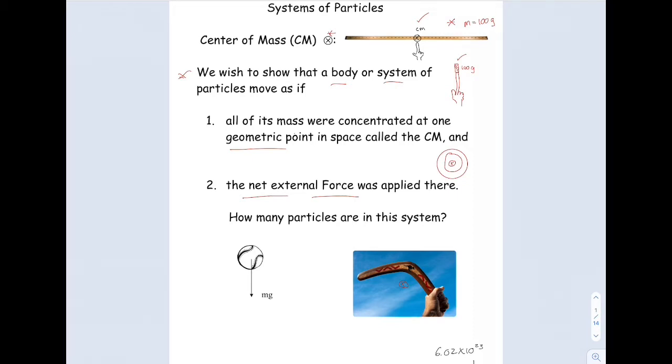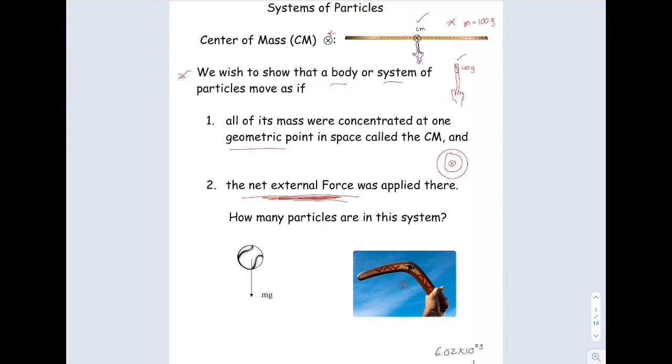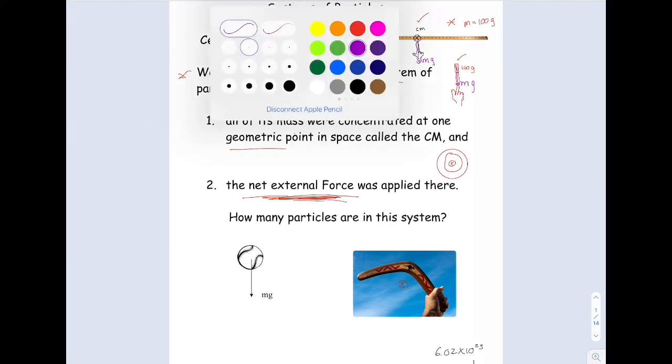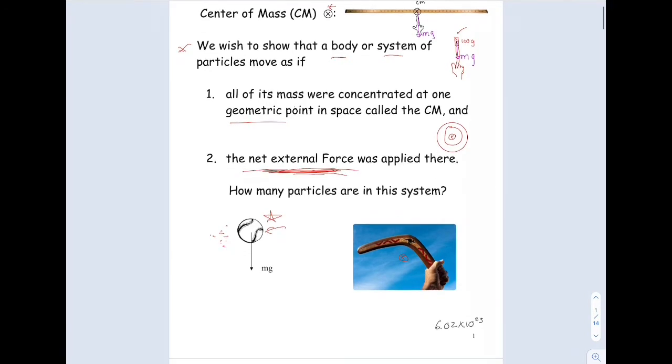So we want to show that when your finger is balancing that, the net external force, so here you have mg, here you have mg, the net force seems to be acting at that geometric point called the center of mass. Now, they talk about a system of particles. Well, let's say I have an object like this. How many particles make up this system? If I took this whole baseball apart and counted how many particles there would be, well, from chemistry class, it's on the order of 10 to the 23rd, Avogadro's number of particles.